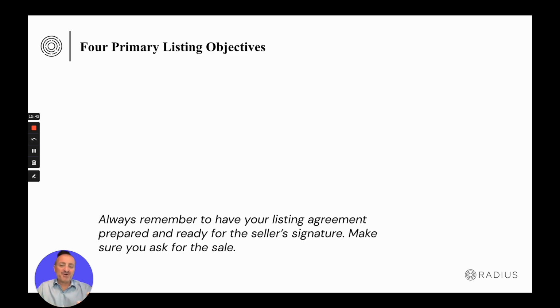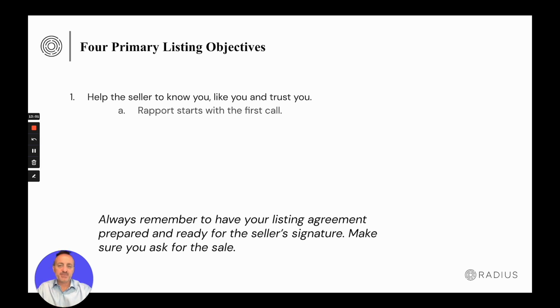Your four primary listing objectives. Help the seller to know you, and trust you. Building rapport is the most important thing. We all want to work with people we like and we trust. And that starts with the first call.